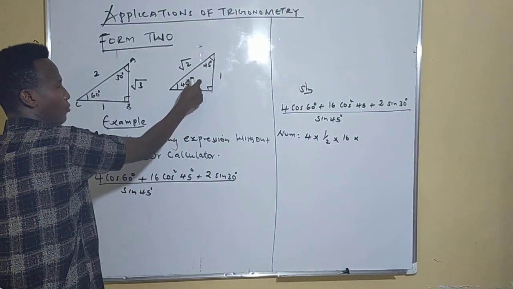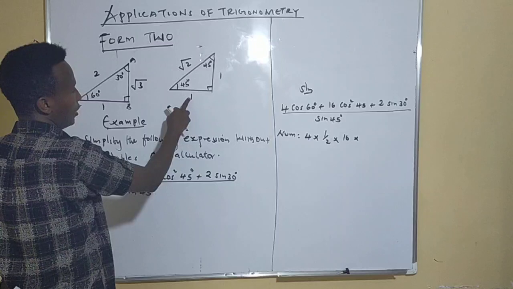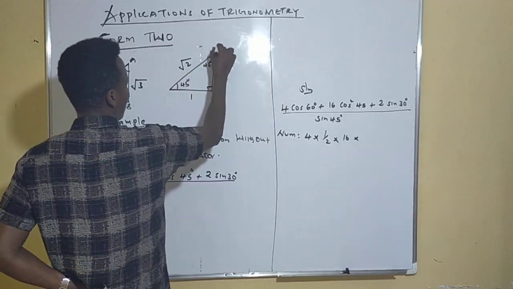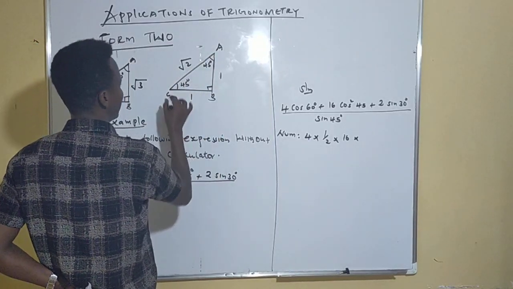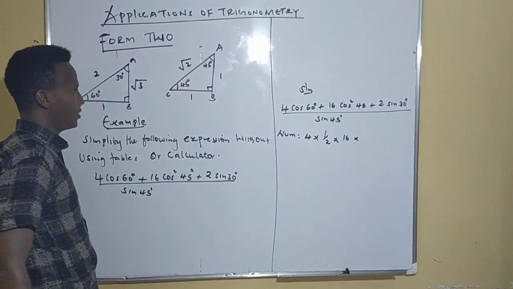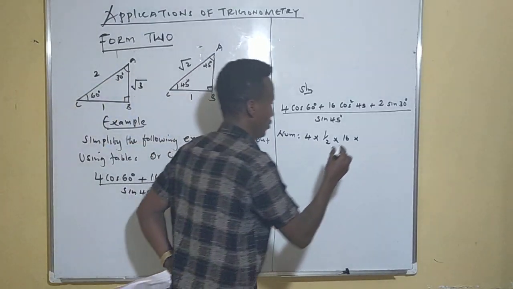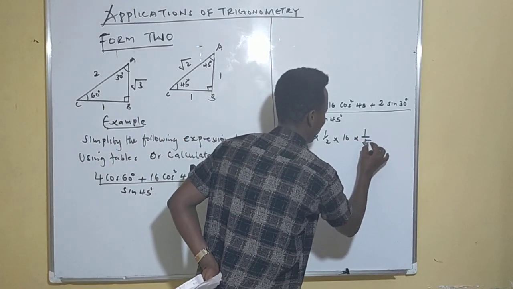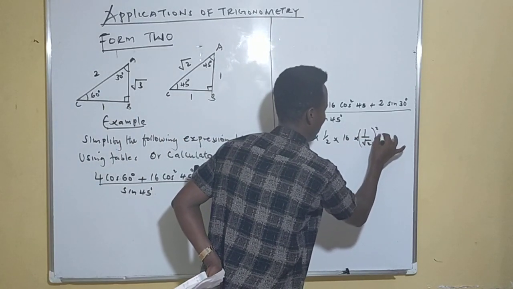For 45, come to this triangle. Cos 45 means adjacent over hypotenuse. Remember this A, B, and C. The adjacent is BC and the hypotenuse is AC. So we're going to say 1 out of root 2, 1 out of root 2 squared.